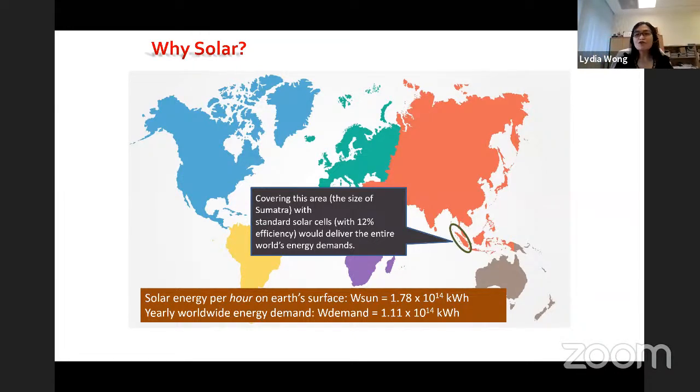Of course, this is not so easy because you need to have solar cells close to the place where you want to use this electricity. You cannot transfer the electricity wirelessly from Sumatra to North America, right? So of course, this is a simplification, but this is the reason why a lot of people are trying to use solar. The potential is huge and it is readily available everywhere in the world.